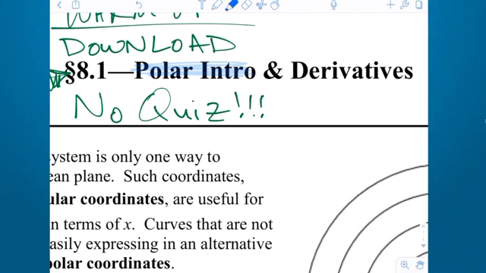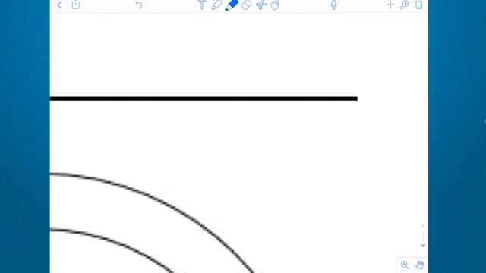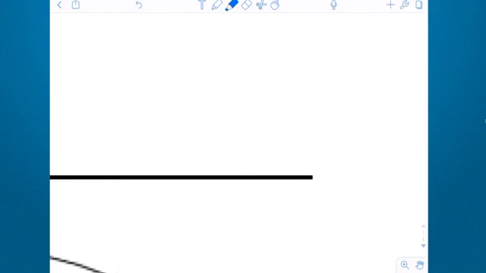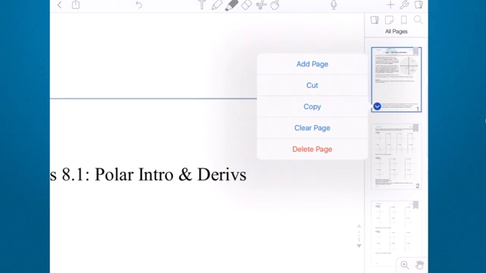two-dimensional space. What we've been doing has been rectangular coordinates. So let's review rectangular coordinates. Let me just add a page here. You don't have to write this down.